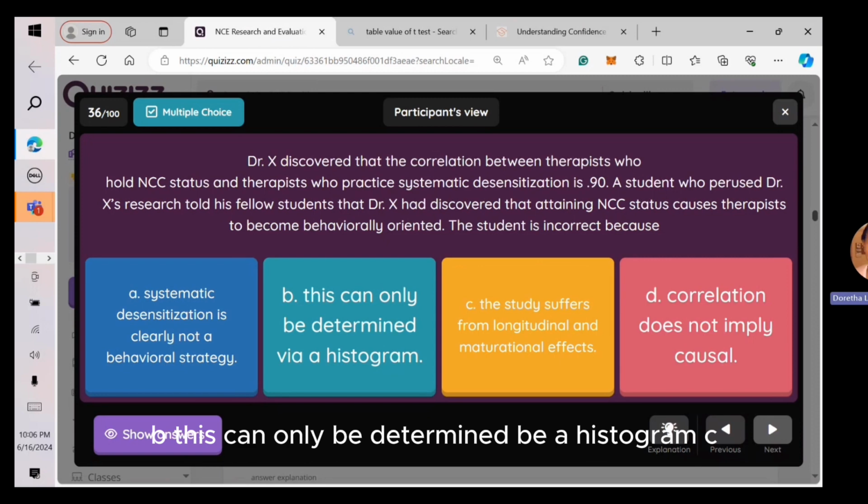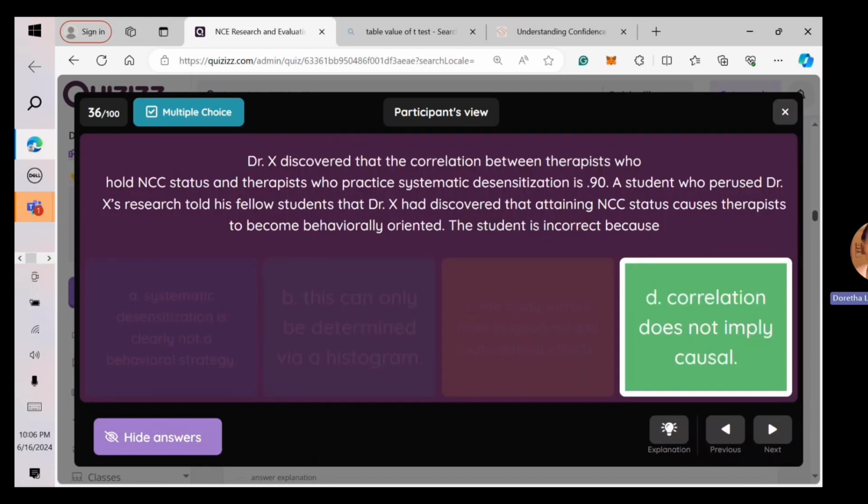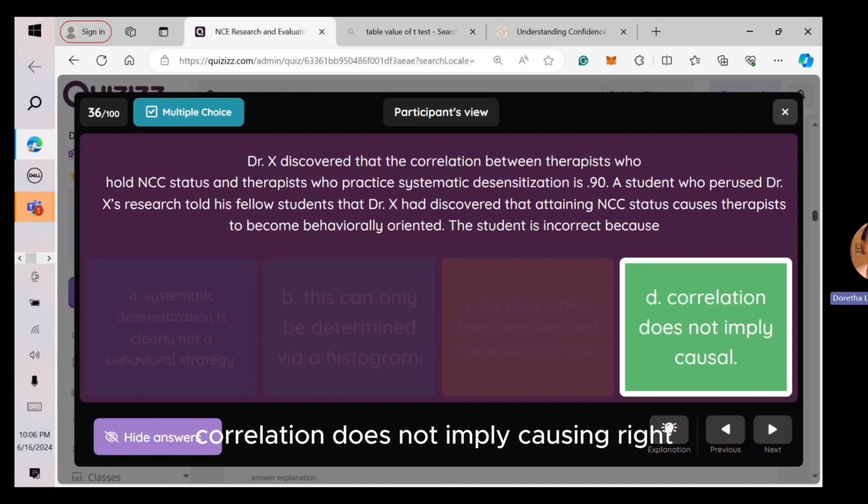B, this can only be determined via a histogram. C, the study suffers from longitudinal and maturation effects. And D, correlation does not imply causation. And we just talked about this, right? I'm hoping that you picked what I think you picked. Hoping that you picked D. Correlation does not imply causation, right?